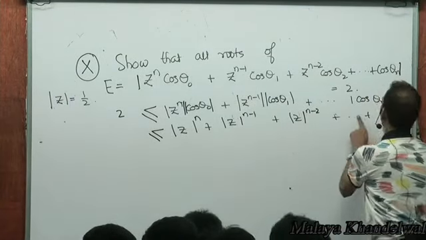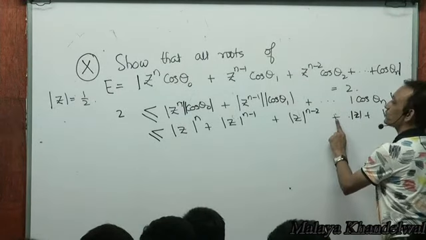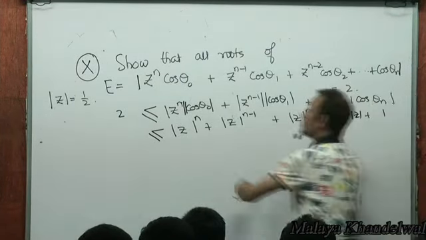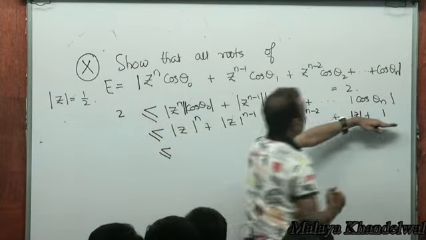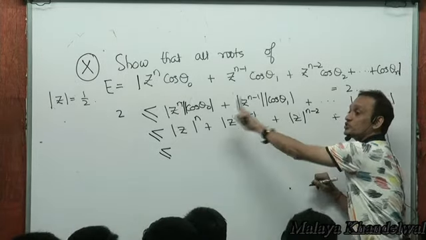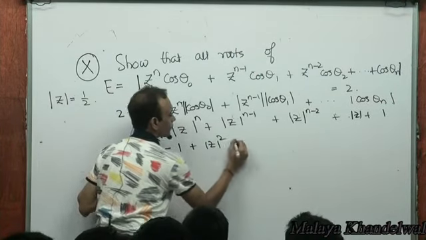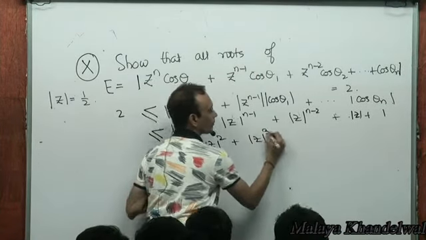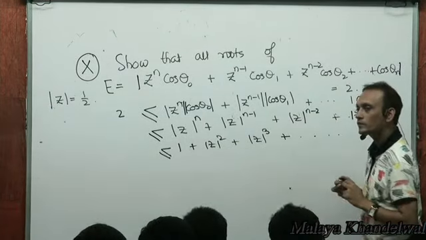Right? Now this is like 1 plus, the term before this would have been mod z, 1 plus mod z squared plus etc. etc. This would be less than a series with infinite number of terms starting with 1 plus mod z squared plus etc. Right? Yes or no?